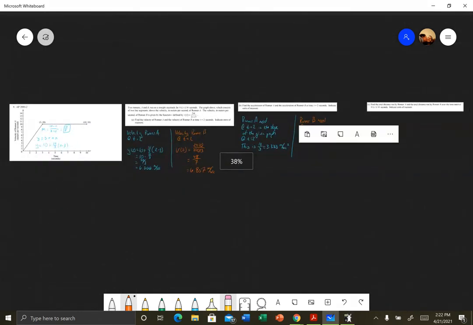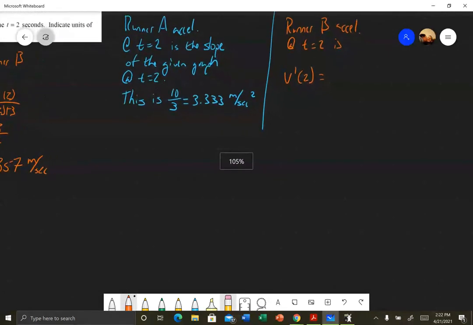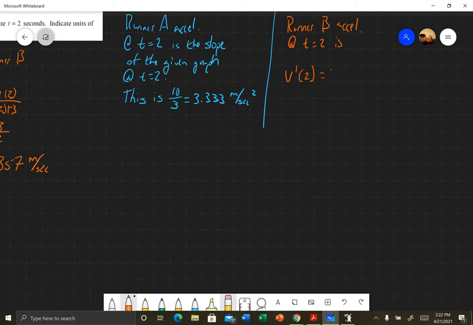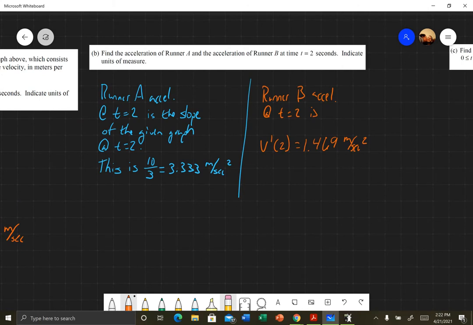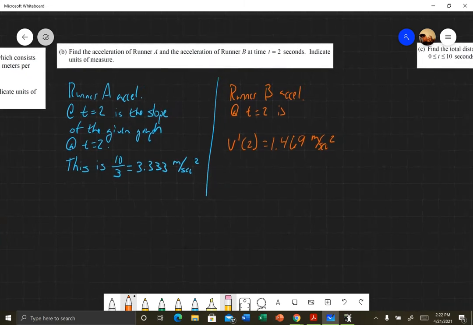Okay, so this is 1.469. And again, what are our units? Meters per second squared. Velocity for runner A, we calculated using the graph. The acceleration for runner B, we calculated using the calculator.